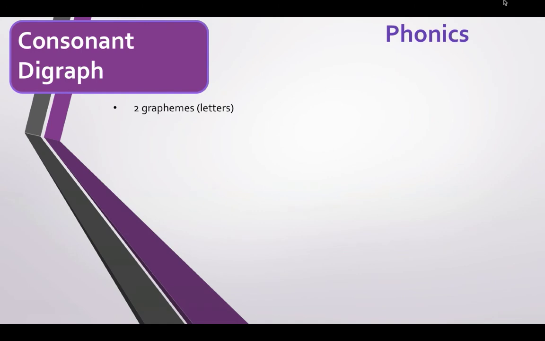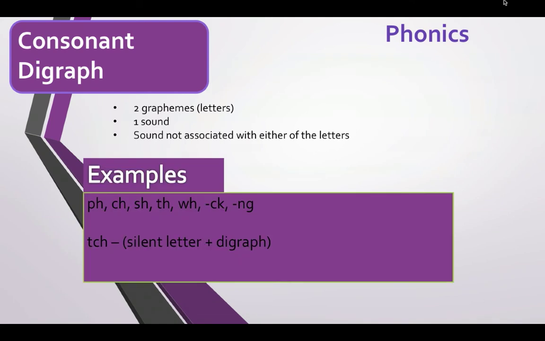Consonant digraphs are two letters or two graphemes that make one sound that is not associated with either of the letters. So like p, ch, sh. We've got the p and the h, but p is different. The ch, h, ch is different. So these digraphs are not associated with the original letters at all. It makes a different sound.